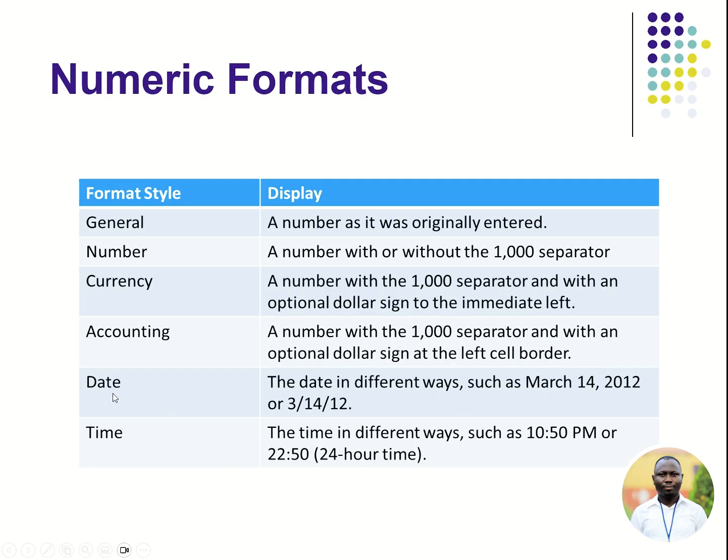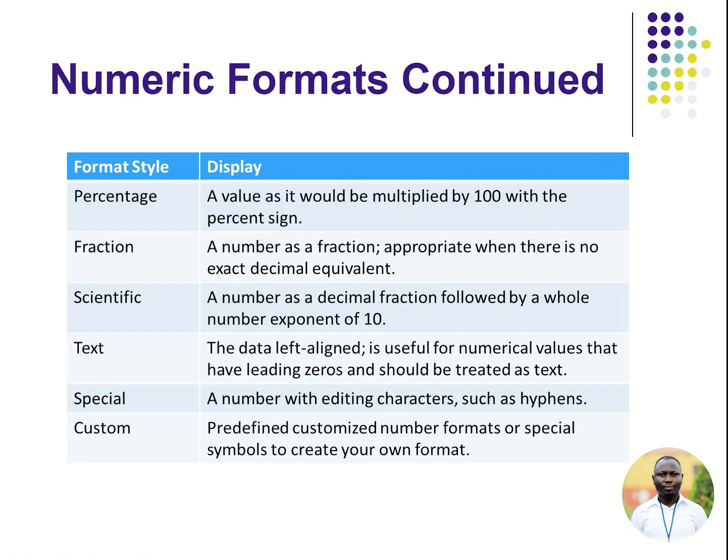Then we have Date. Of course, Date is going to capture the date. Then we have Time. Time is for capturing time. Then we have Percentages. We also have Fractions. We have Scientific. We have Text. And then we have Special. And then Custom comes last. That is numeric format continuations. These are all different data types that we can deal with in Excel.